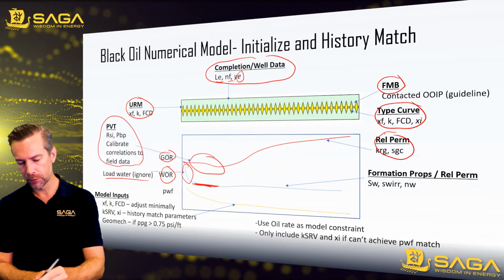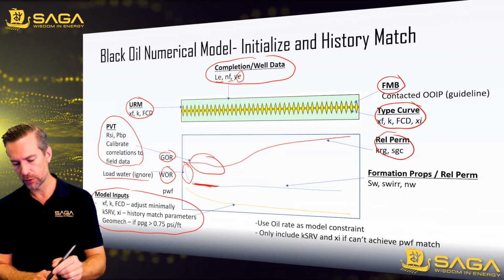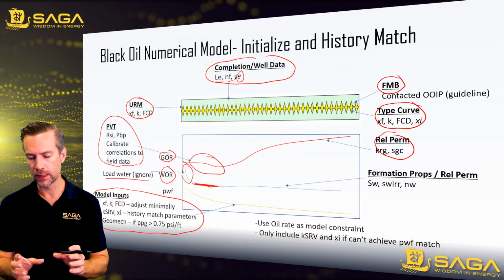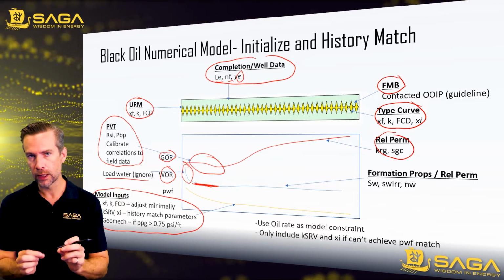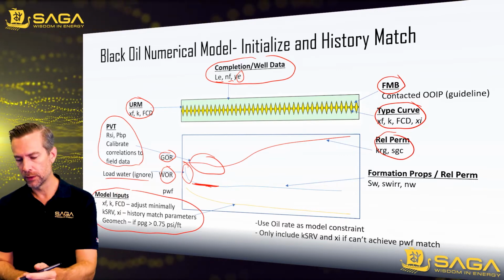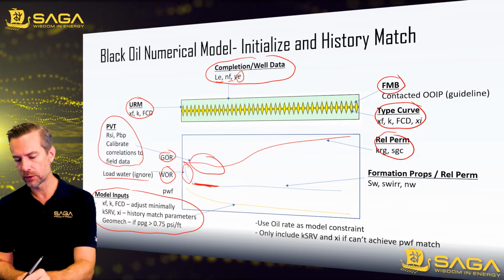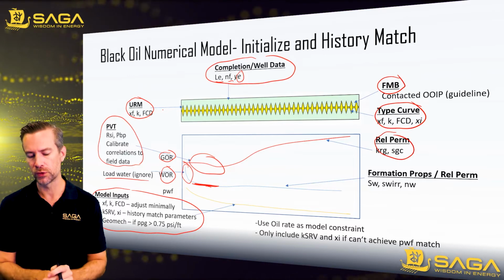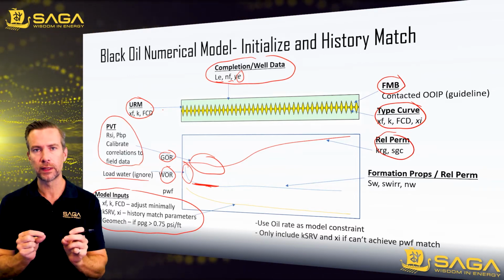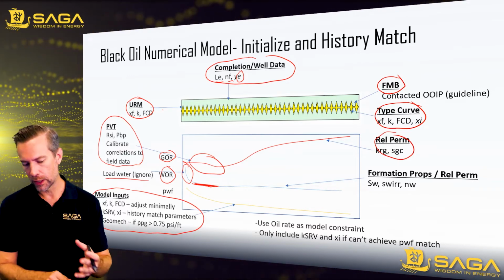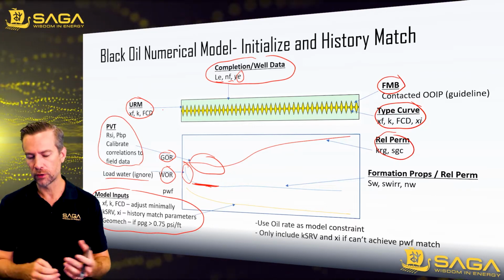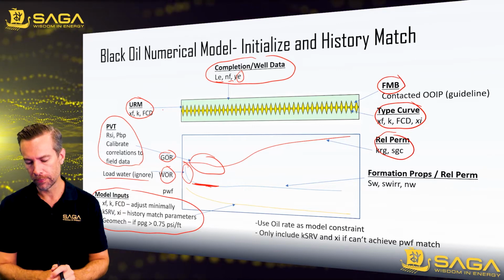As far as the model inputs, there are some history matching parameters. Again, things like K, XF, FCD, these are ones that we probably don't want to adjust too much. Those have been initialized based on our RTA interpretation, and so we don't want to mess with them too much. We can adjust them minimally to get a better history match. And in rare cases, we might have to change them significantly, but we need to have a reason and make sure what we're doing makes sense.